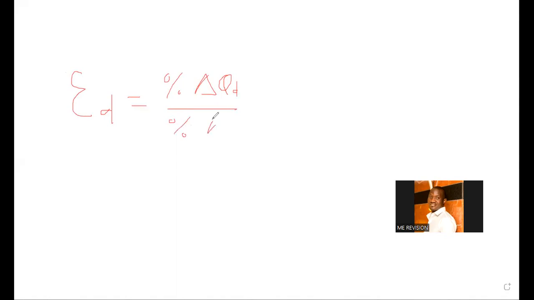So using this definition, a question may come to say, what is the impact of a 5% increase in price where the elasticity is -2? Using this definition, for elasticity of demand we put -2. The percentage change in quantity demanded, we don't know. But we have been told that the percentage change in price is 5%.